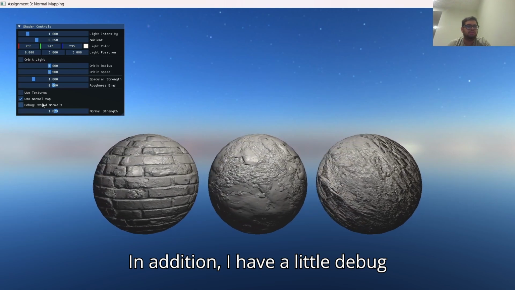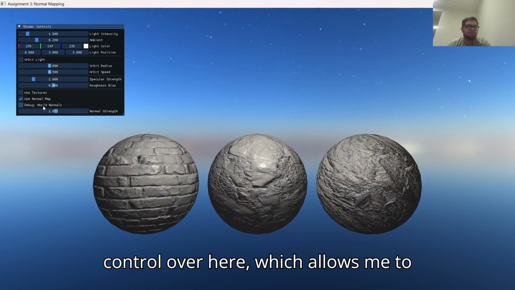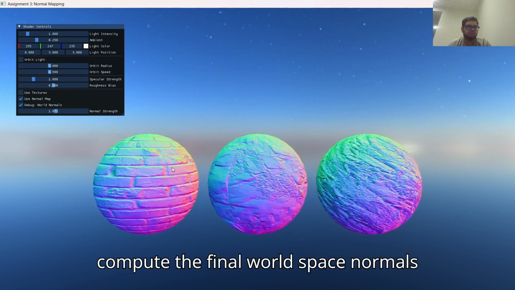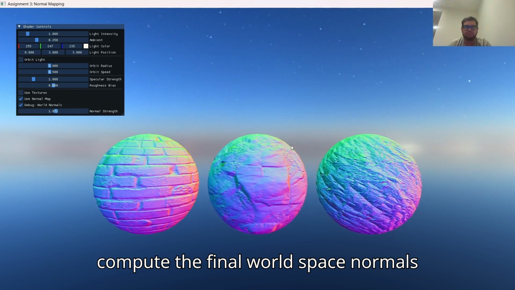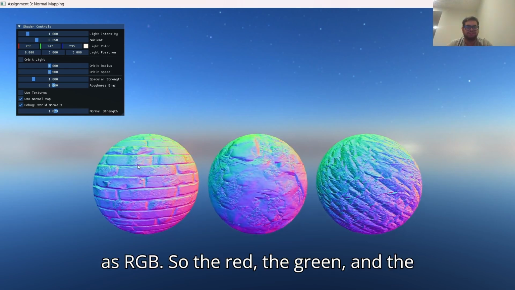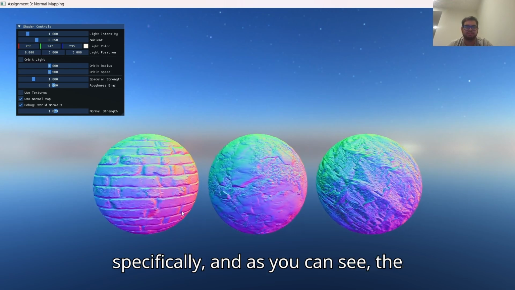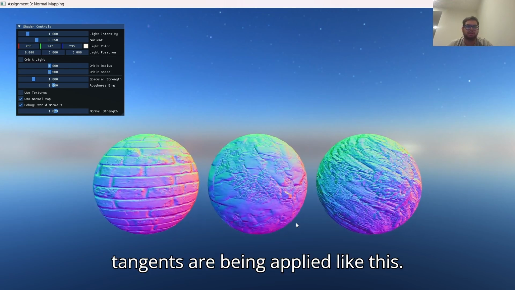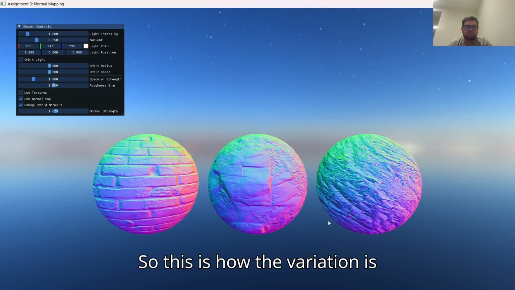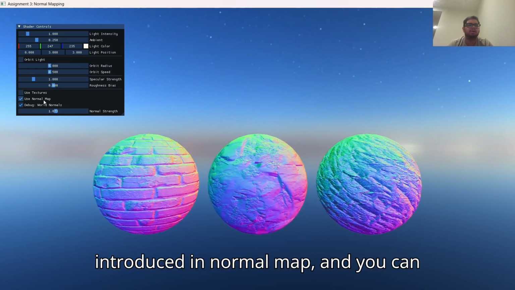In addition, I have a little debug control over here, which allows me to display the final world space normals as RGB. So the red, the green, and the blue represent the XYZ coordinates specifically. And as you can see, the tangents are being applied like this. So this is how the variation is introduced in the normal map. And you can also turn this off.